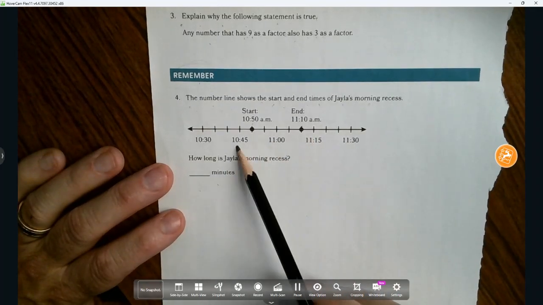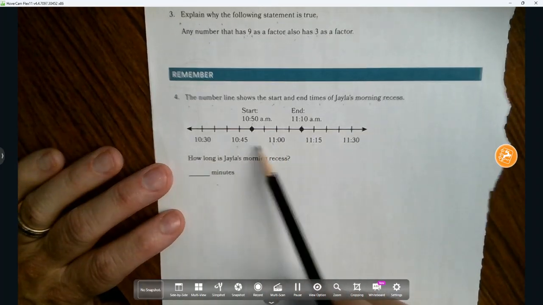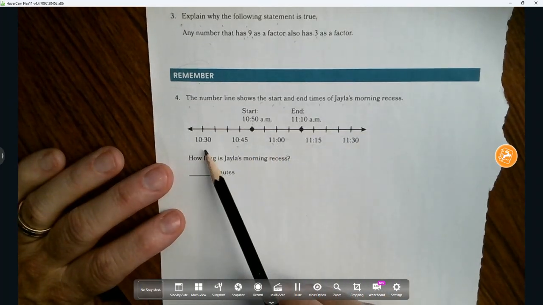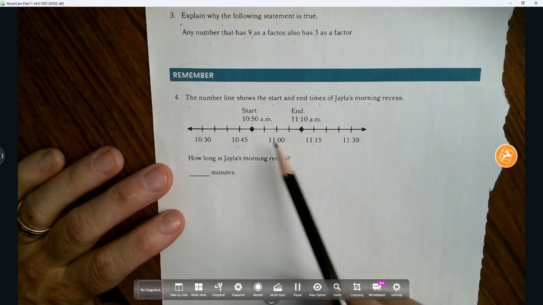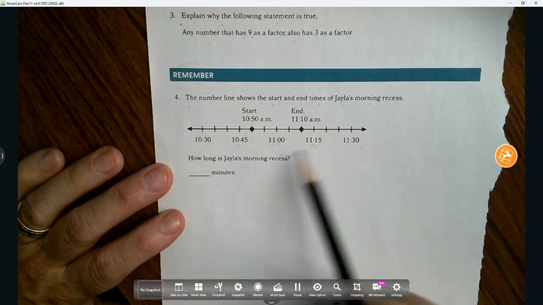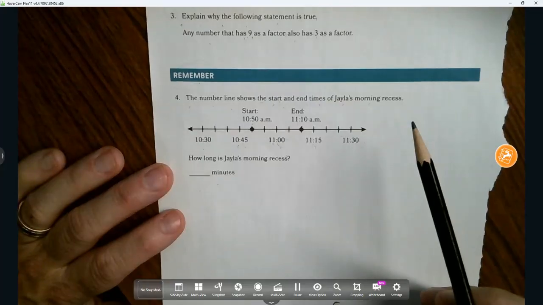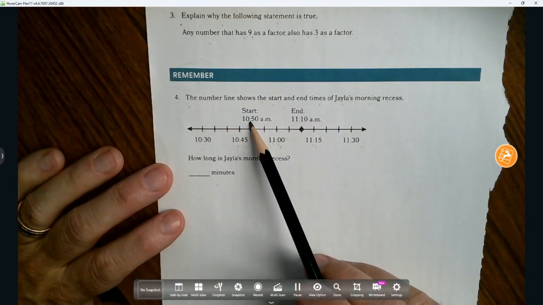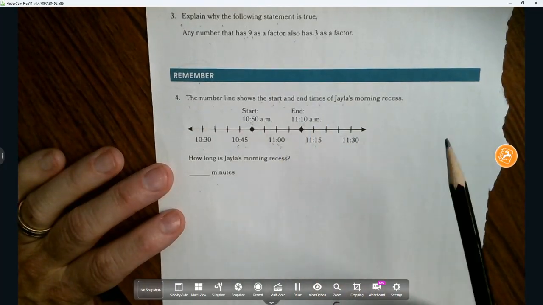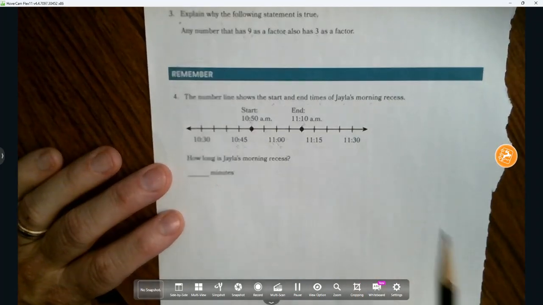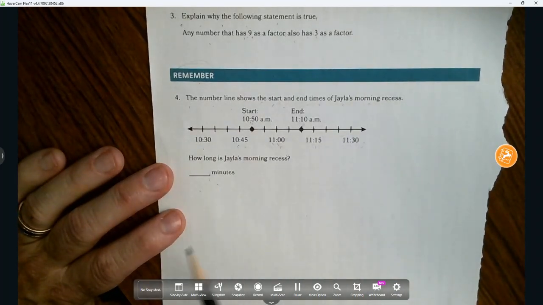How many minutes? So you got the clock down here to help you, right? Or not really the clock. You go by the 15-minute increments on the clock. That's what these are down here. You start at 10:50. You end at 11:10. How many minutes is that? All right. Tell me how many minutes.